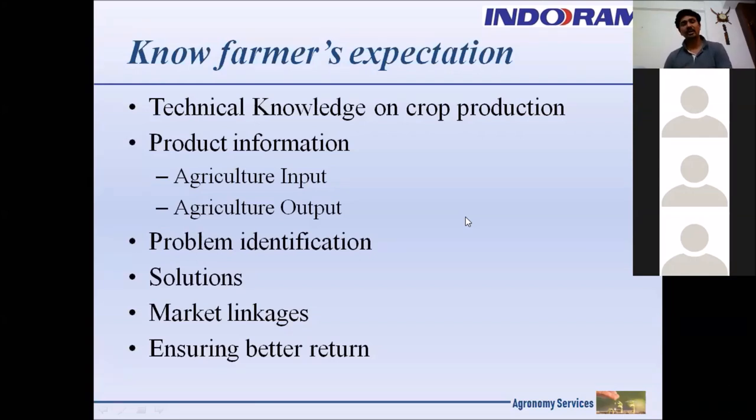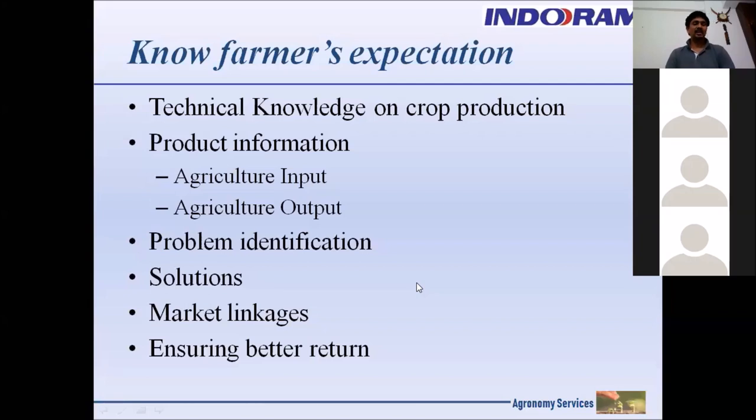And then apart from agri input, you have to have knowledge around agriculture output. Agriculture output is basically whatever produce comes out of his field, how he can get better quality and how he can realize a better price, and maybe sometimes post harvest also, how he can store his produce and keep his grain or whatever he is producing safe.